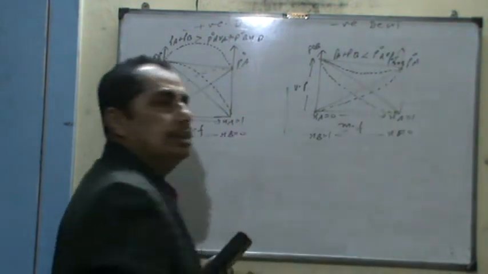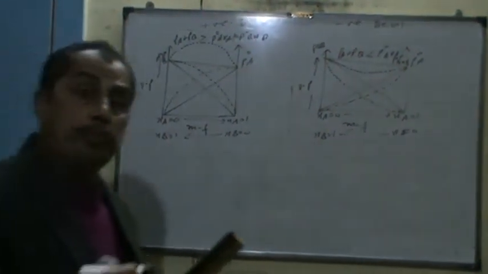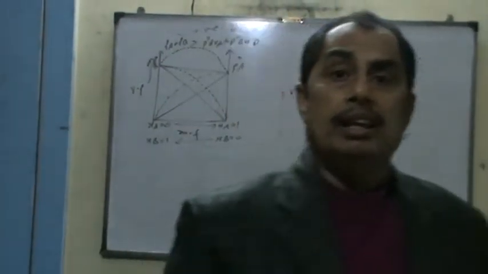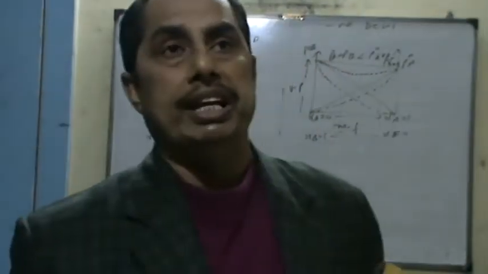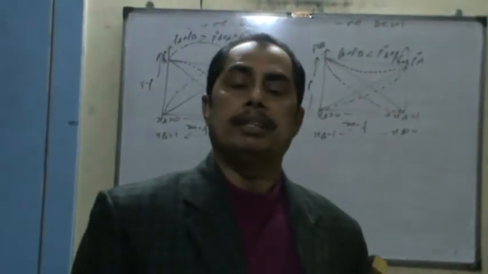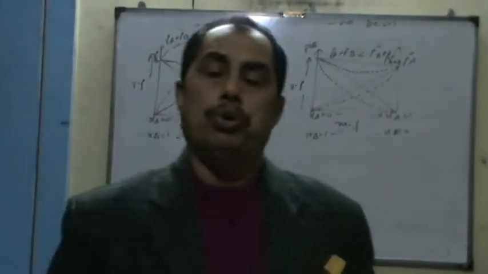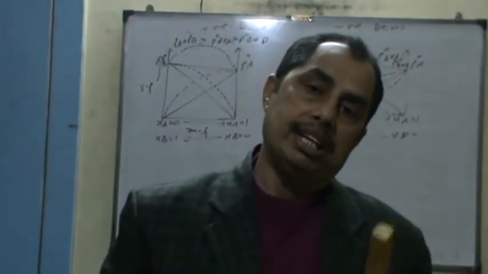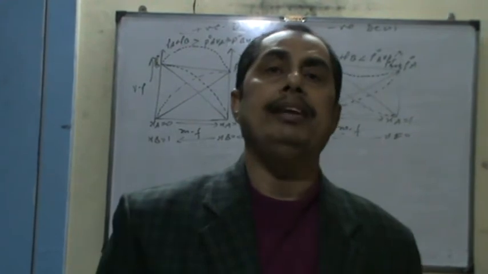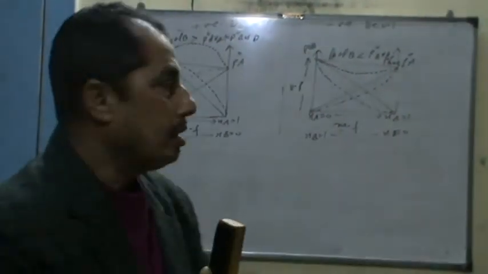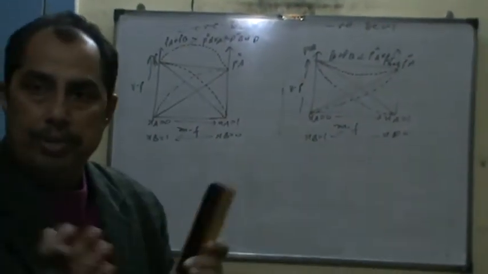So a question may be put in your paper: why do acetone and chloroform show negative deviation but ethyl alcohol and water show positive deviation? By taking the differences, you can explain with the help of the graph. I made it clear to everyone.